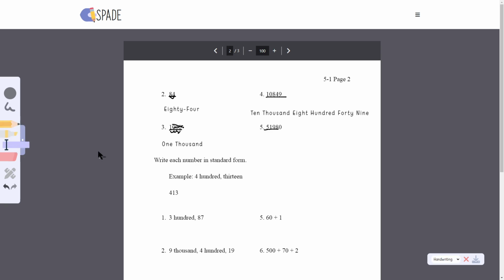Lastly, we have this one here. Same thing. We know that 5 is in the 10,000s place, so we write 50,000. Second number is 1, so you change this to 51,000. Third number is 9 in the hundreds, 900. 8 in the tens, 80, and there's a 0, so we don't need to write anything for that. Your final answer should be 51,980.